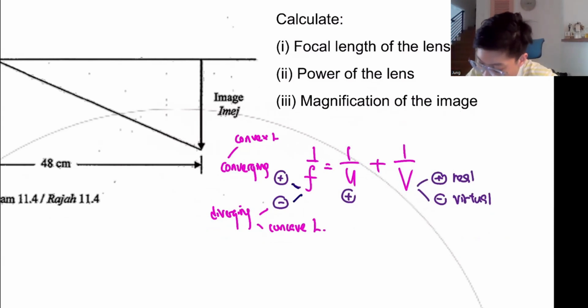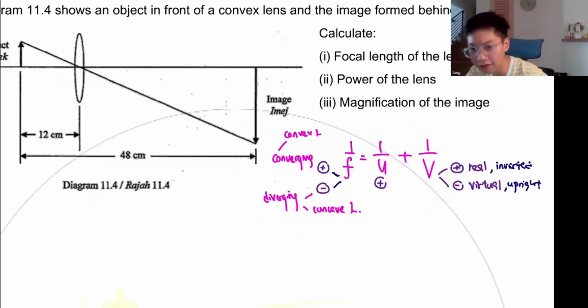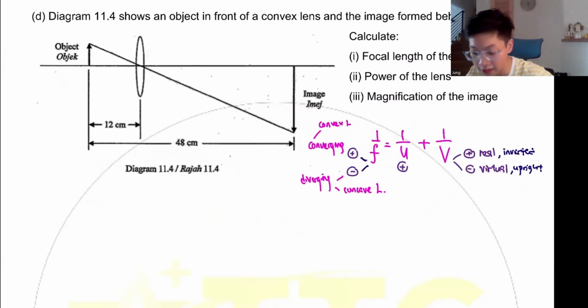Real image is most of the time inverted. Virtual is always upright. So this one is easy to remember: real inverted, virtual upright. F convex lens converging, diverging is concave lens. So this is the idea.